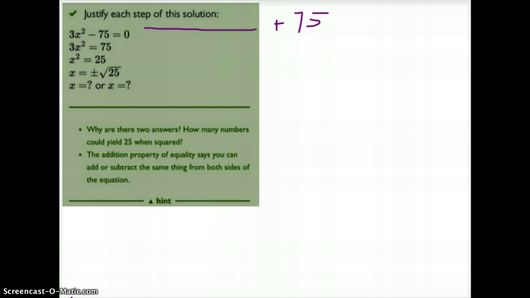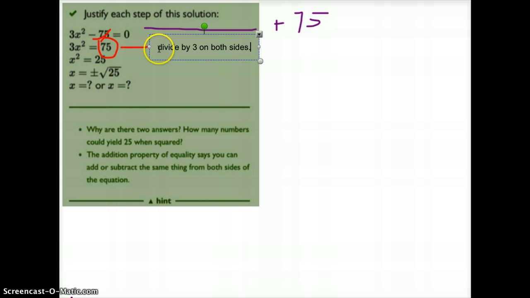So when you add 75 to both sides, these cancel out, and this becomes 75 on the other side here. And then from this step here, you're dividing by 3 on both sides. So divide by 3 on both sides. Now, this is really important. I'm kind of flying through this, and I don't have my tablet with me, so it's hard to write clearly.